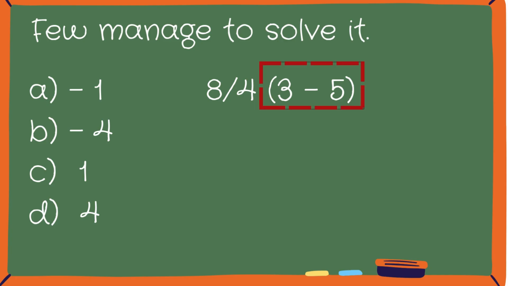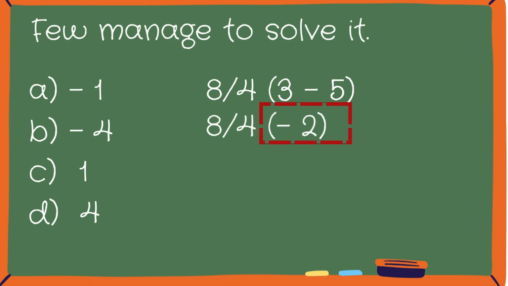First, I have to solve the parentheses. Parentheses are in a higher hierarchy than multiplication and division. So, I'm going to solve this parentheses first. Look, I have 8 divided by 4, and now the parentheses 3 minus 5 equals negative 2. Up to this point, there's no problem. But from there, many problems can arise.